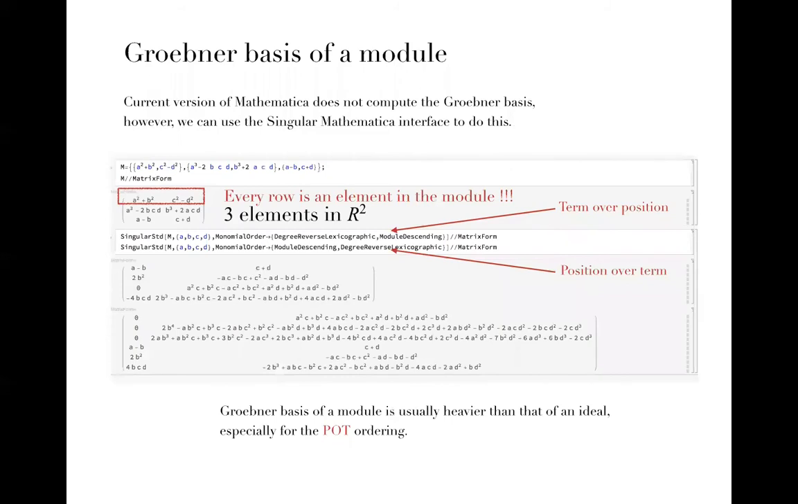Okay, so that is the abstract part in mathematics. Let's turn to something calculable. So let's talk about the Gröbner basis of our module. The current version of Mathematica doesn't do this kind of computation. So again, we use the Singular interface in Mathematica to do this. It's quite convenient. But you have to be very, very careful here, okay? Because there's some convention problem.